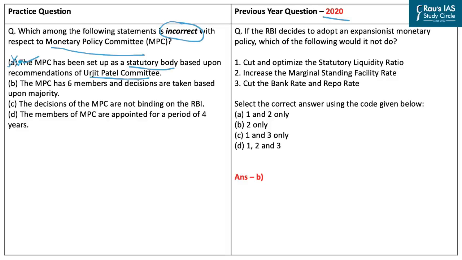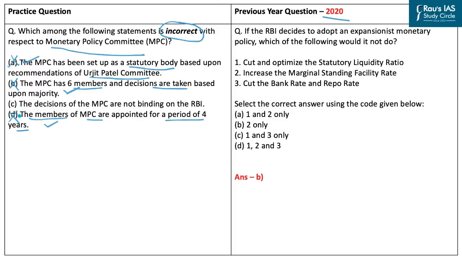So the first option here is ruled out because this is a correct statement and we have to identify the incorrect one. Then if you look at the second statement, it reads the Monetary Policy Committee has 6 members and the decisions are taken based upon majority, which is also a correct statement. However, we have to identify the incorrect statement, that is why option B is also ruled out. And if you look at the fourth statement, it reads the members of the Monetary Policy Committee are appointed for a period of 4 years. This statement is also correct and that is why it is ruled out in the context of the requirement of the question.